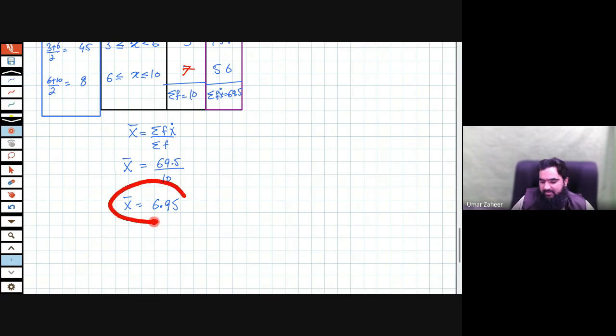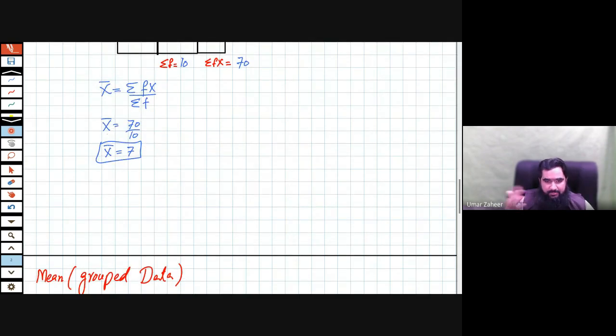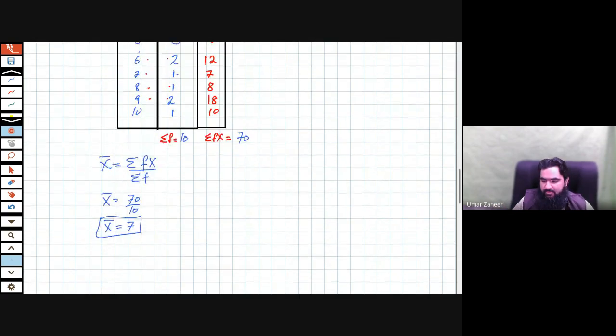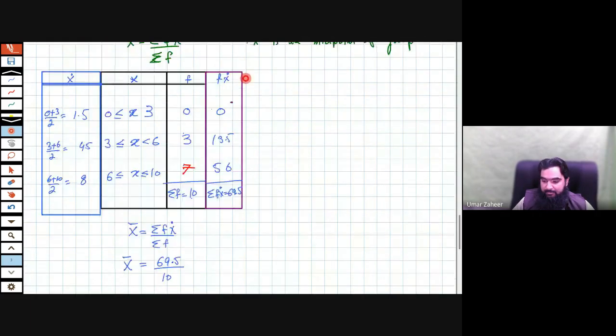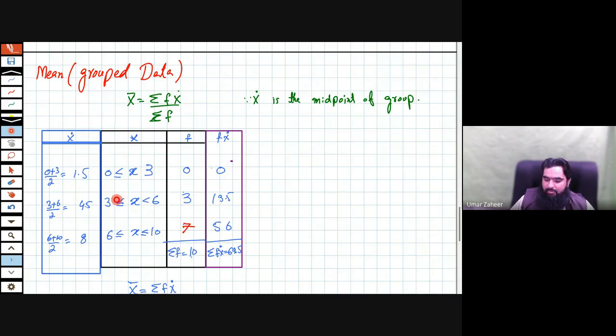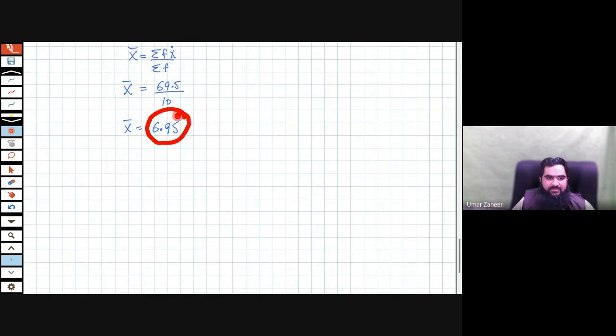Okay, look at here. Here we are getting the mean as 6.95. On the other hand, if the same data is in the ungrouped form and the raw form, we are getting the mean as 7. Why are we getting the difference? Because here we have to make a group. From 3 to 6, if you have 3, then you are taking it in the same group, if it is 4 in the same group, 5 in the same group. So that's why you get a small error when finding the mean in the group data. That's why it is 6.95 instead of 7, because the exact mean is 7.